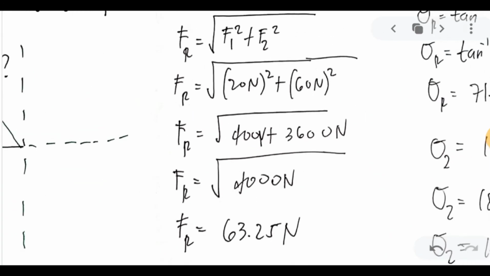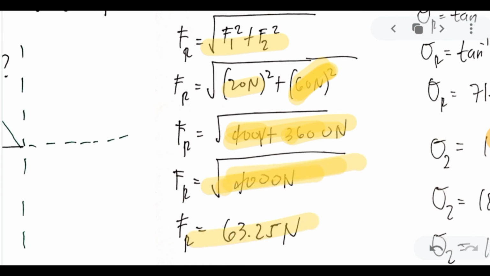So, resultant force is equivalent to the square root of F1 squared plus F2 squared. The value of your F1 is 20 Newton, then square that. The value of your F2 is 60 Newton, then square that. And then 20 Newton squared is 400 Newton. 60 Newton squared, that is 3,600 Newton. And then add that up, that is 4,000 Newton. Get the square root, that is 63.25 Newton.